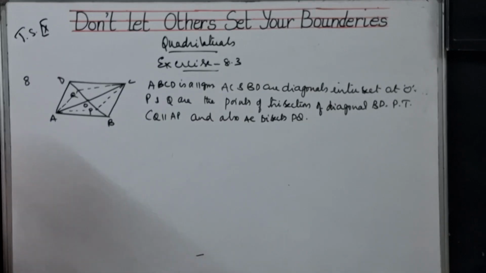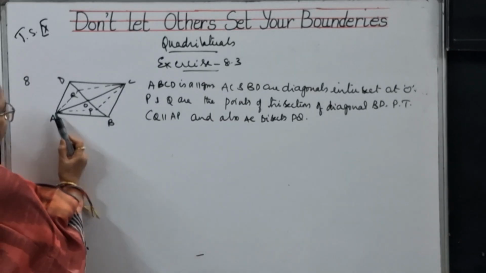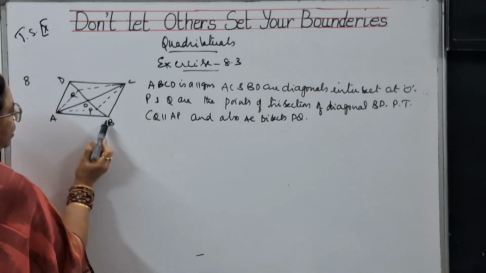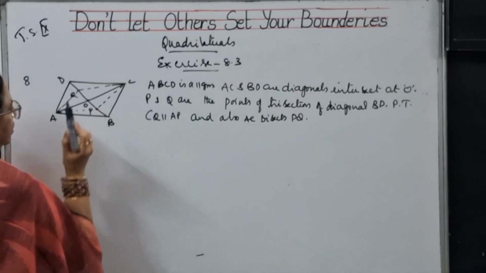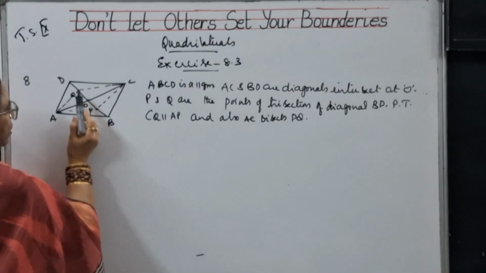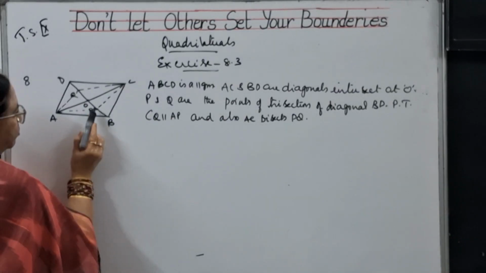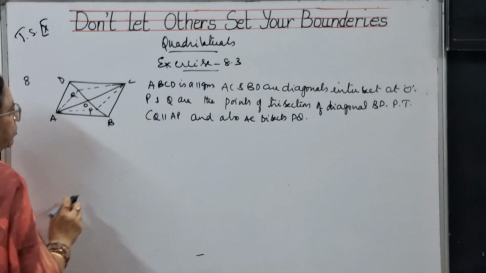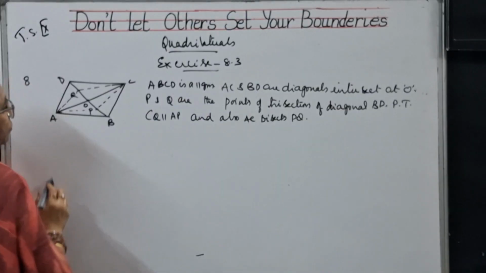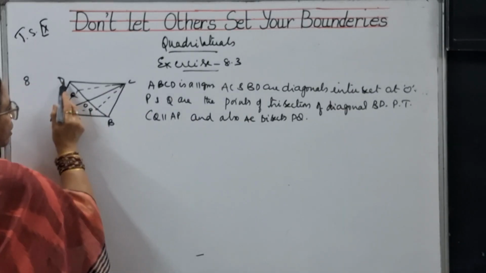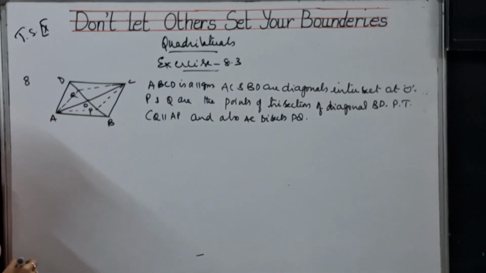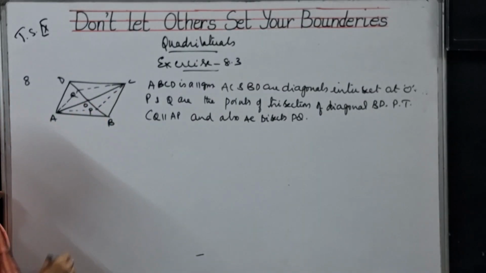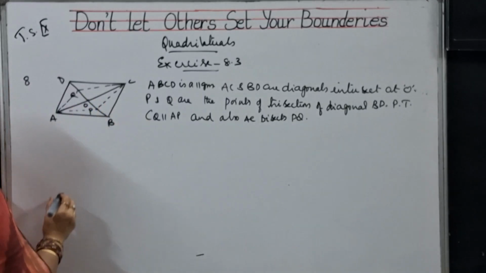Now, eighth problem, children. In this, ABCD is a parallelogram, and AC and BD are diagonals. They are intersecting at a point O. P and Q are points of trisection. That means P divides BD into three equal parts. That means BP is one third of BD. Similarly, Q trisects. So DQ is one third of DB. Now we need to prove that CQ is parallel to AP and AC bisects CQ.